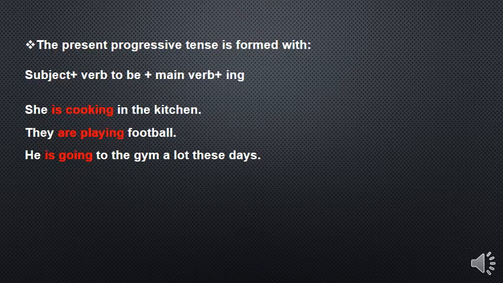So, what is the form of the present progressive? The form of the present progressive is the subject plus the verb to be plus the main verb plus ing. We mean by the verb to be: am, is, and are, based on the subject, if it's singular or plural, plus the main verb and then ing. If you look at the example, she is cooking: is is the verb to be, cook is the main verb, and ing is the completion of the verb that we have to add in order to change it into a progressive tense.